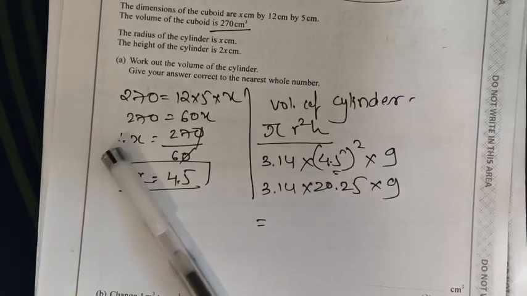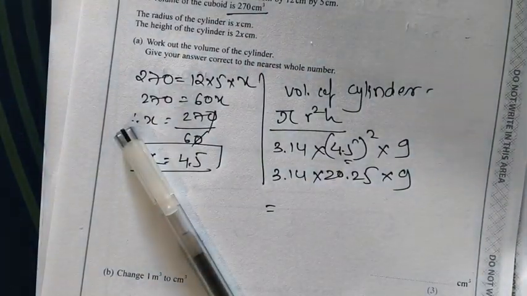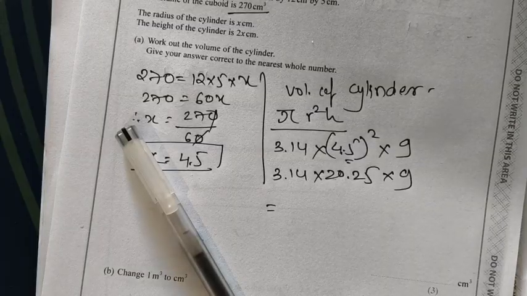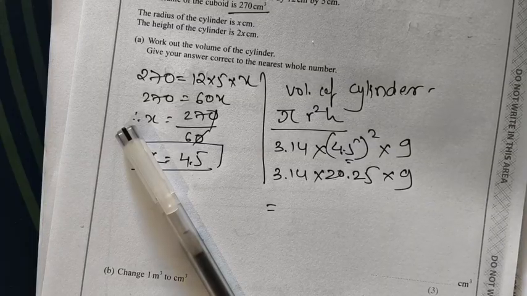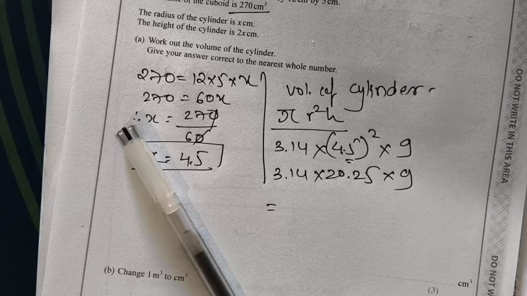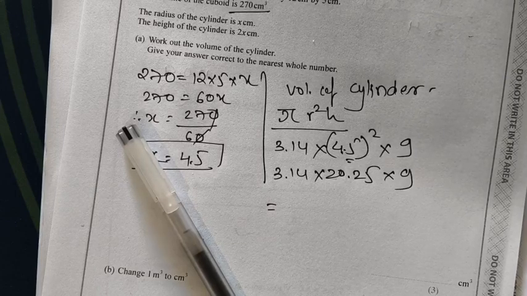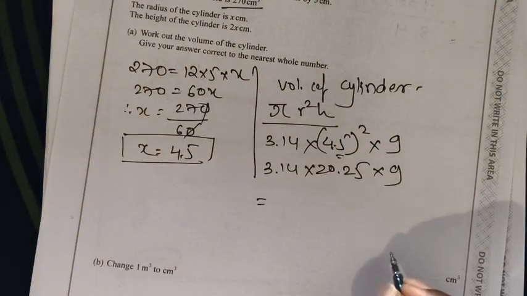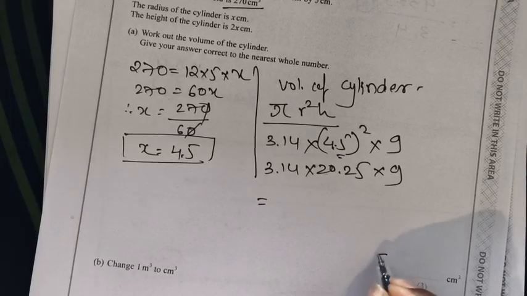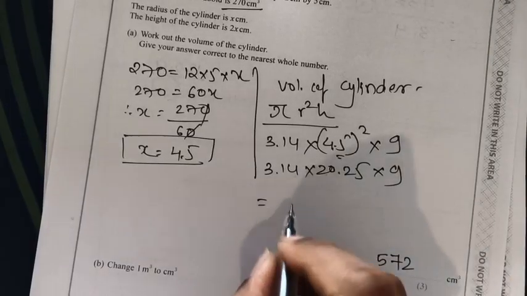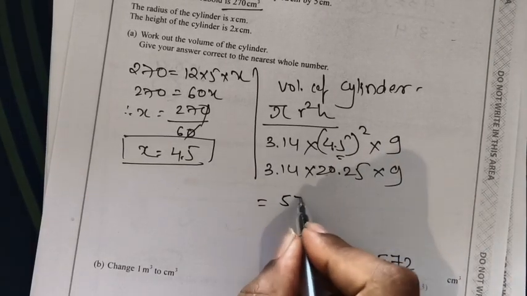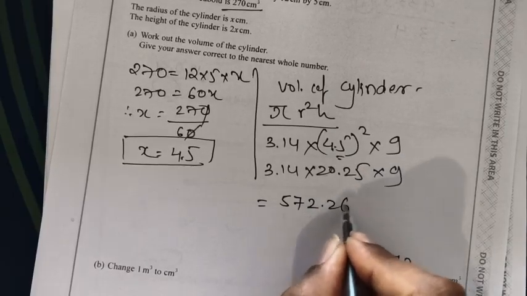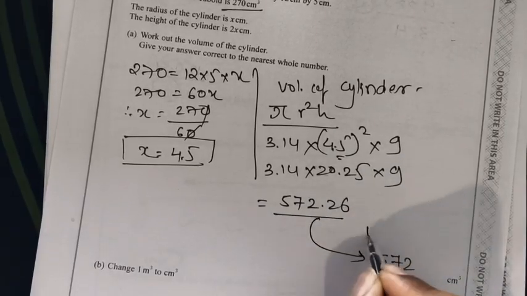Do you want to take a guess? What is the answer? 3.14 into 20.25, 3.14 into 20.25 into 9. So correct answer is 572.27. So we have to write a whole number. So correct whole number is 572 because this answer comes to around 572.26. Correct? So you have to write the whole number.